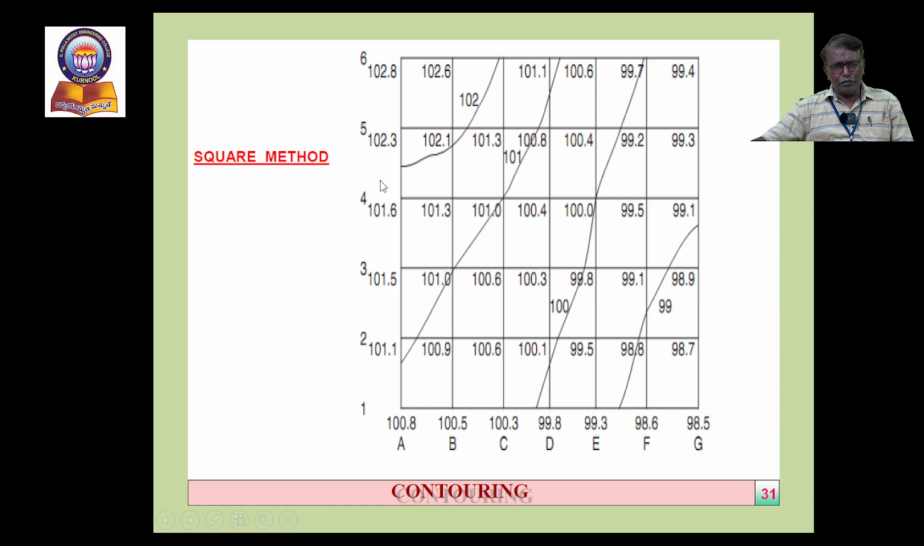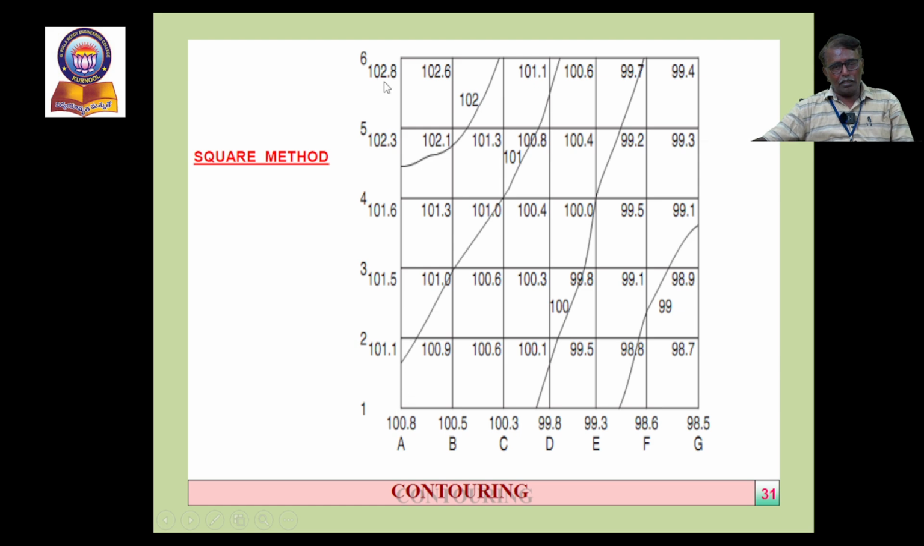This is a square method. In this one, we have divided the area into grids A, B, C, D, E, F, G. 7 points we have taken in this direction, and in this direction we have taken at the same uniform interval, let us say 10 meters. A to B distance is 10 meters, B to C, C to D, D to E, E to F, and F to G is also the same 10 meters.